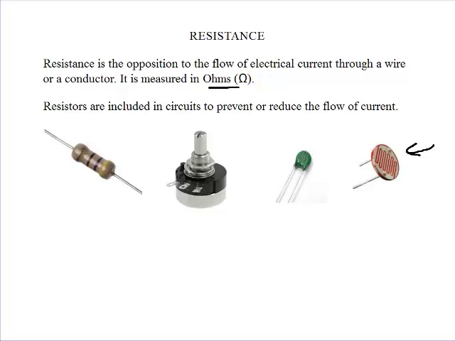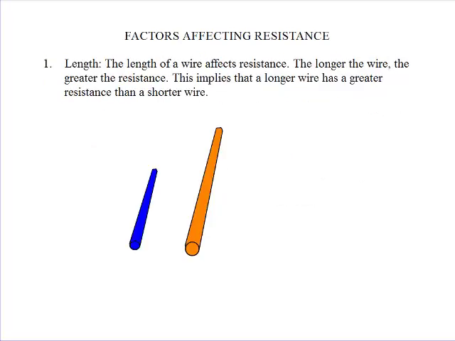There are certain factors that will increase resistance or decrease resistance in a conductor. The first factor is length. Now, the length of a wire affects resistance. The longer the wire, the greater the resistance.